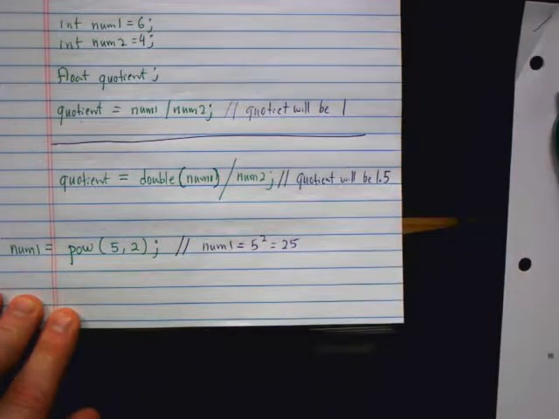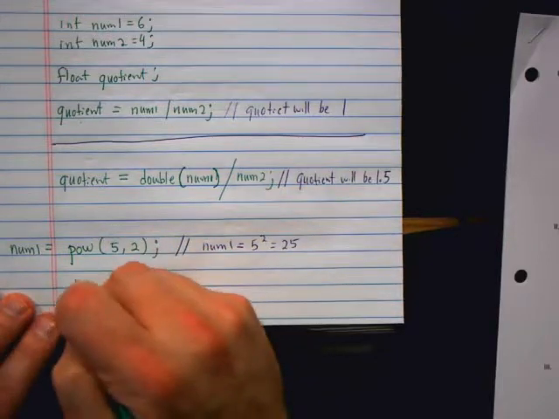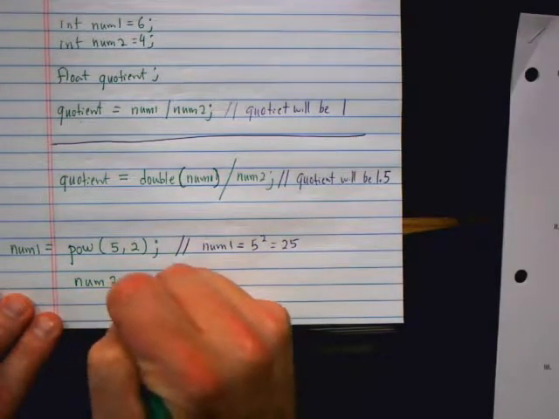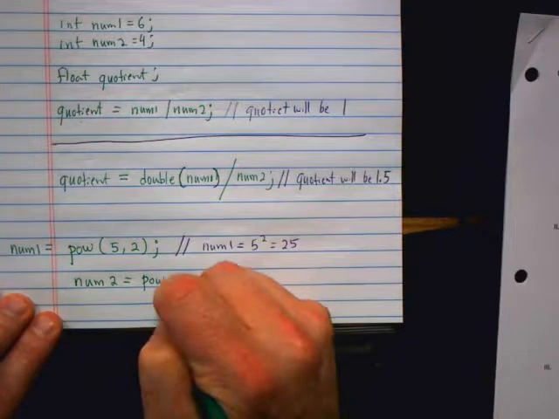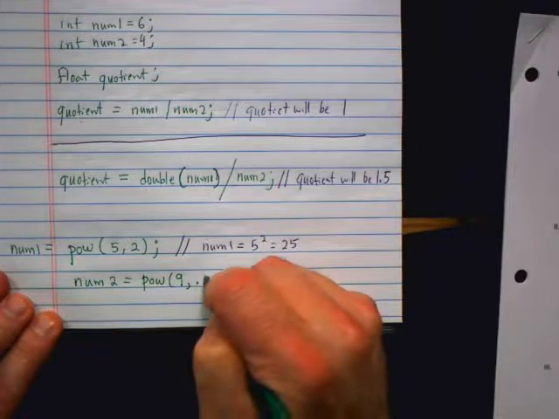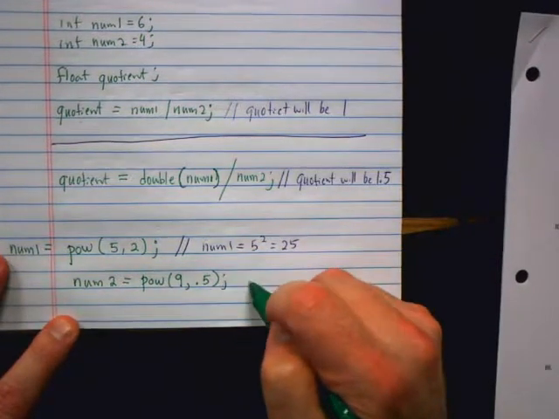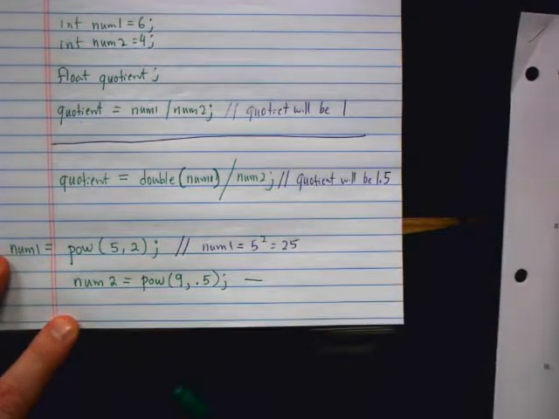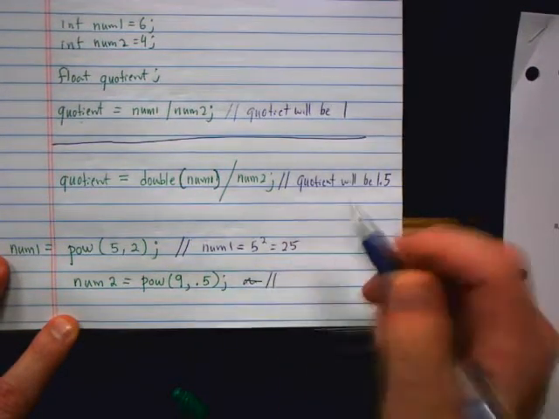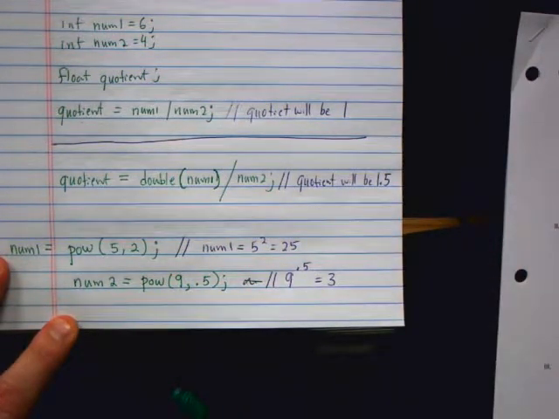That's not a problem. Problem is, what if you want to do a square root? How do you do square roots? All right, so there's two options. So num2 equals power, I'm going to use a nicer number, 9 comma 0.5. So this line right here is going to do 9 to the 1/2, which will give you the answer 3. It'll give you the right answer.